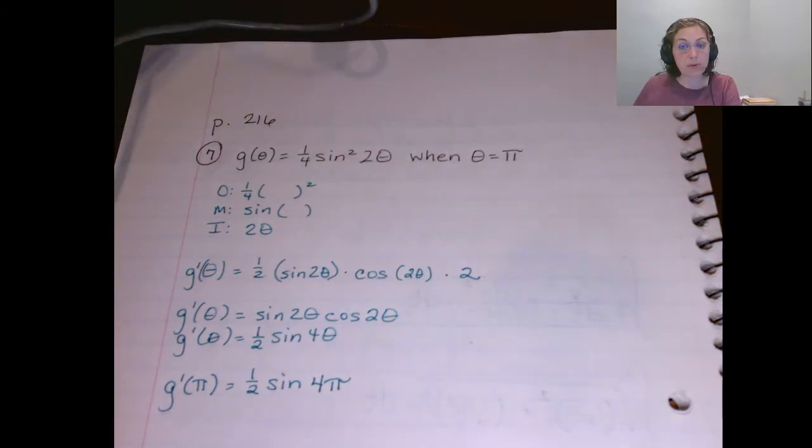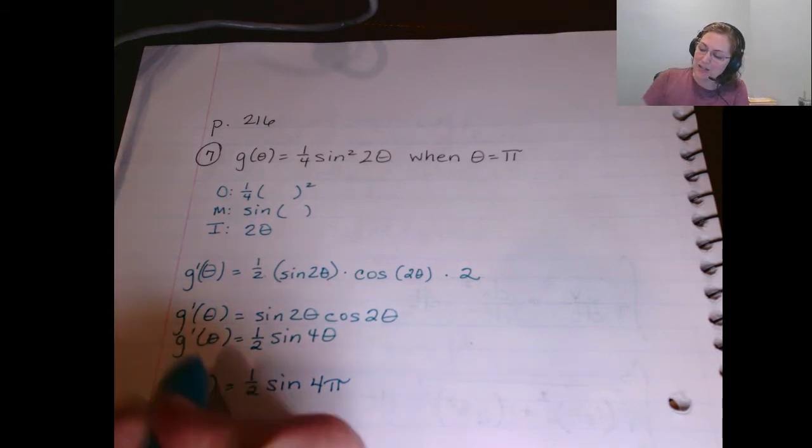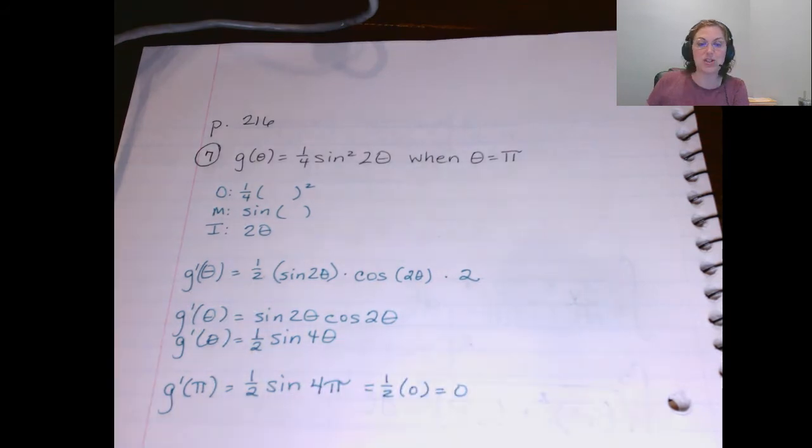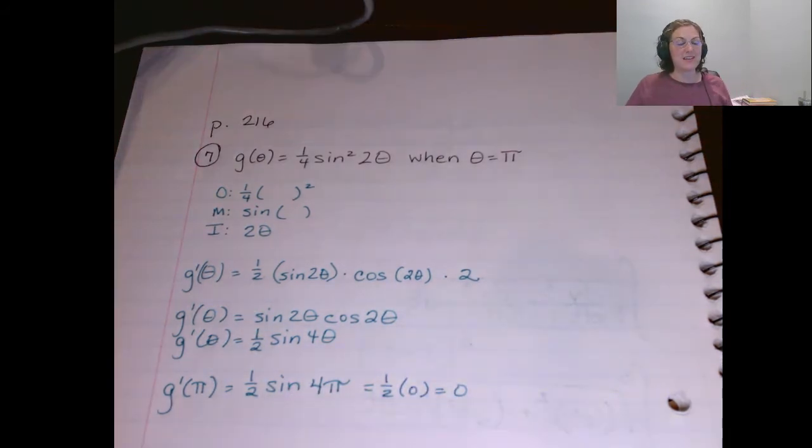Now think about where 4 pi is located on the unit circle. That's the same location as 0, the same location as 2 pi. So sine there is 0. So we know that g prime of pi is 0.